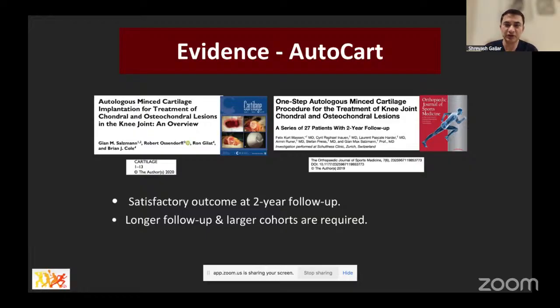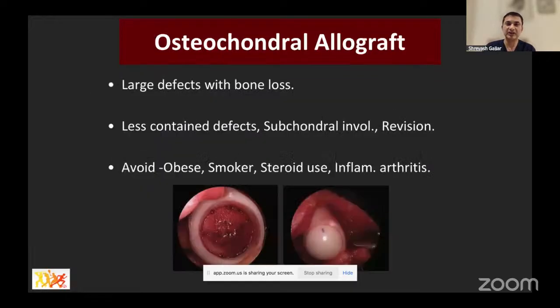wherein this procedure seems to be doing well, and it involves the standard post-operative care where, depending on the size of the lesion, you either allow partial or non-weight bearing. You make sure that for patellofemoral lesions, you don't want them to flex beyond 90 earlier than 6 weeks, and return to sporting activities typically after 6 months.